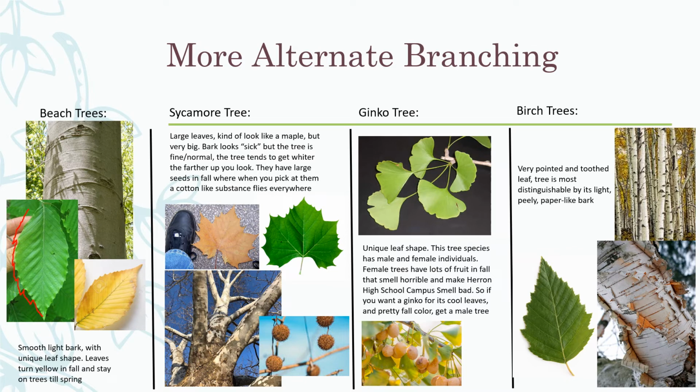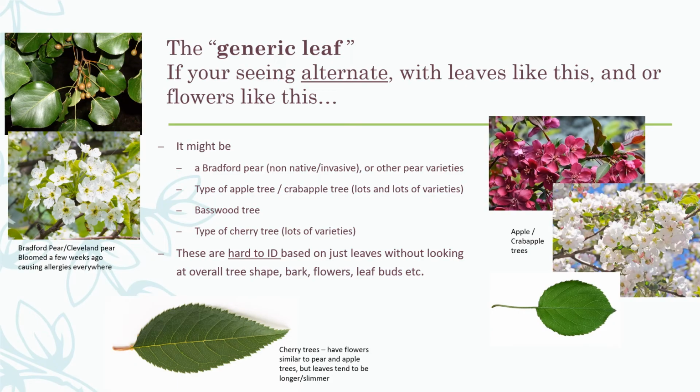Another distinctive tree, specifically for its bark, is birch trees. So the bark is very distinctive. It's white, it's gray, it's peely. It's just really cool and unique looking. And its leaf is also kind of different looking than other trees as well. So it's very pointed. It's got a lot of teeth along it. It's pretty cool.